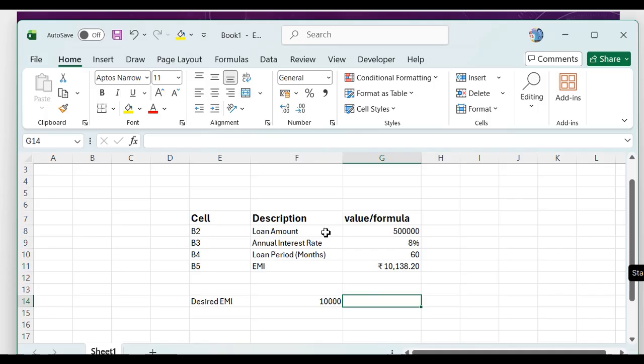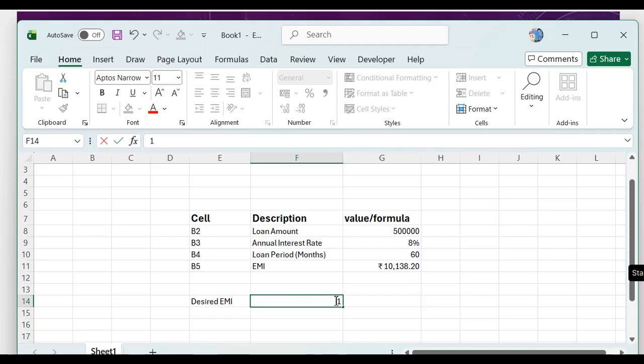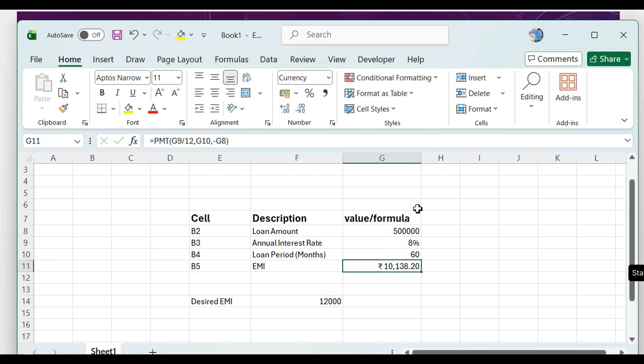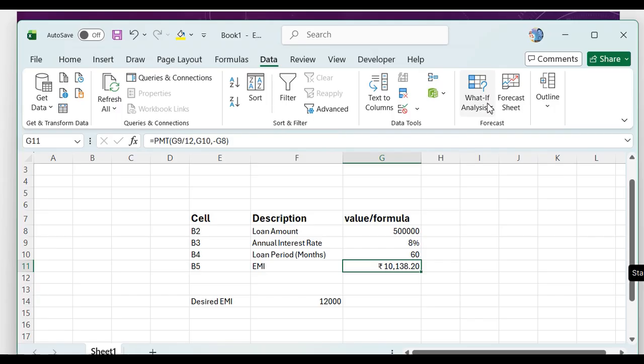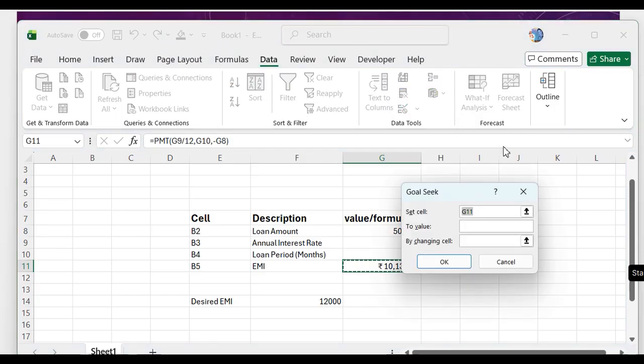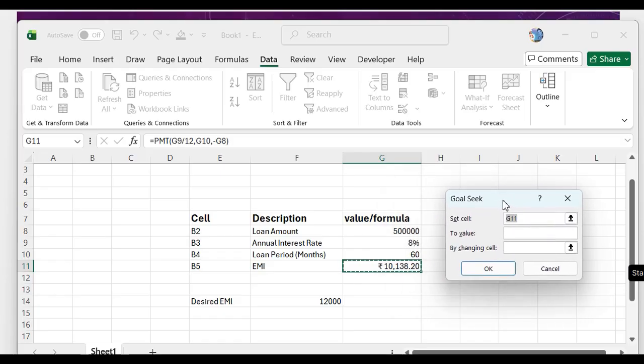So how can we set the GoalSeek for this? Suppose I want to pay an EMI of 12,000. Then how can we change it to 12,000? What value do we have to change in this? Just go to Data, select What-If Analysis, and GoalSeek.